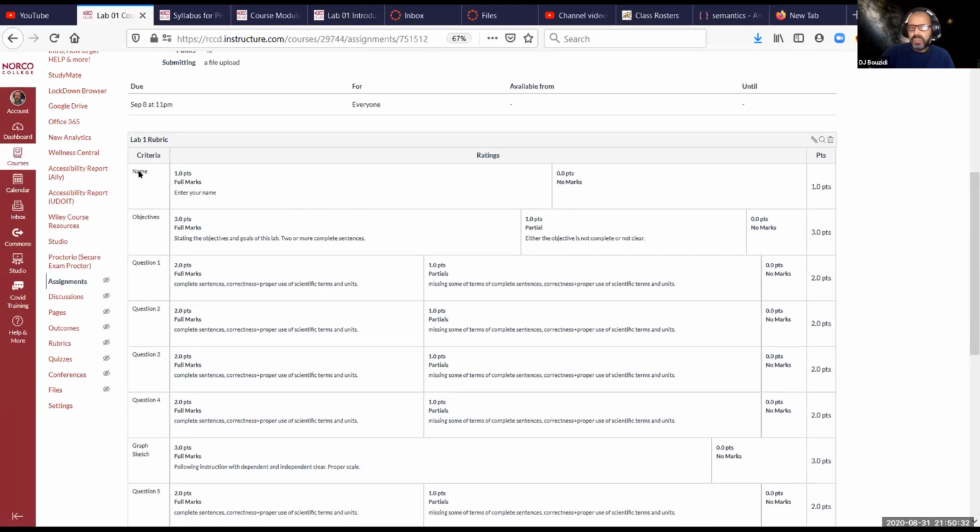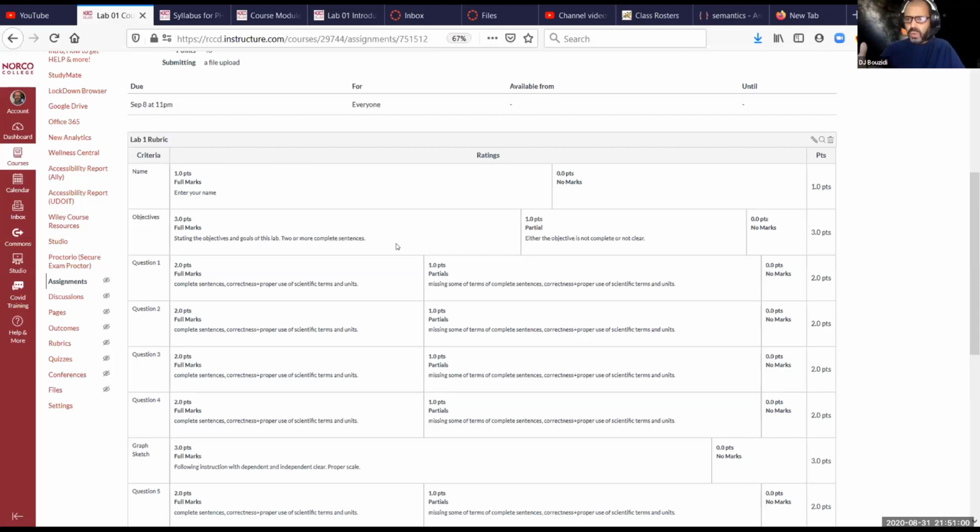All the labs will be graded 1 point for your name. Missing the name will lose that point, so don't forget that. That's critical for your lab report. Then all the labs will have objectives that are worth 3 points, stating the objective of the lab in 2 or more sentences. You can have 10 sentences if you like, but they have to be accurate. They have to be what the lab wants to do.